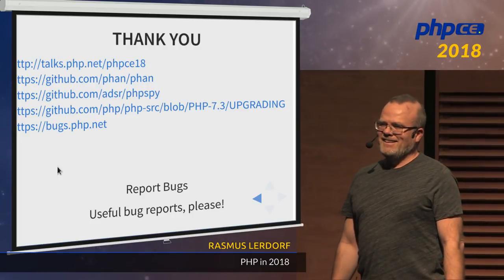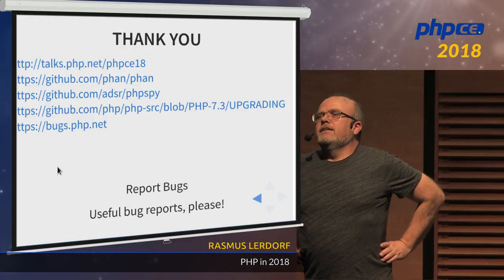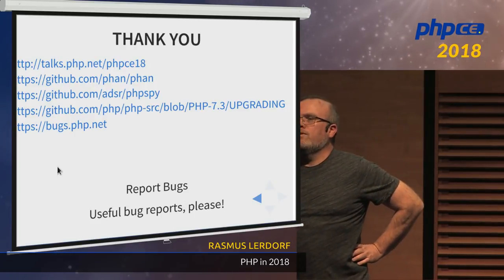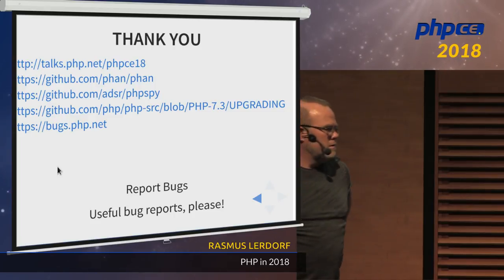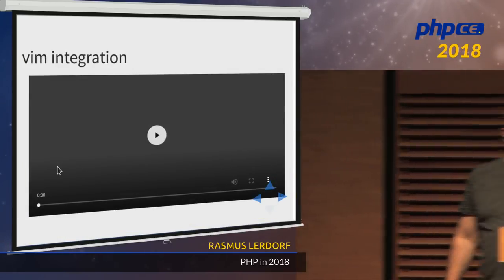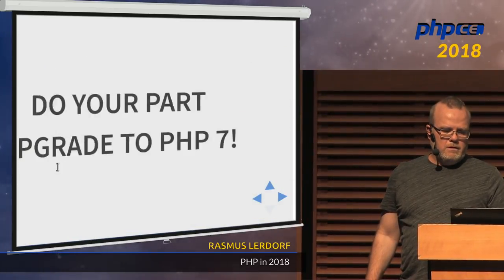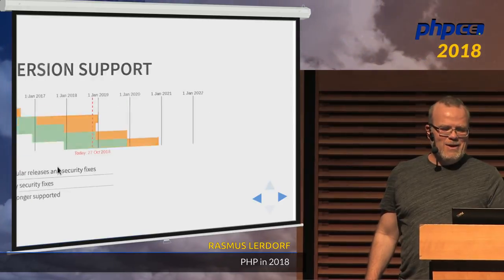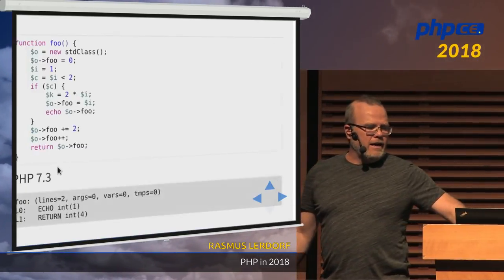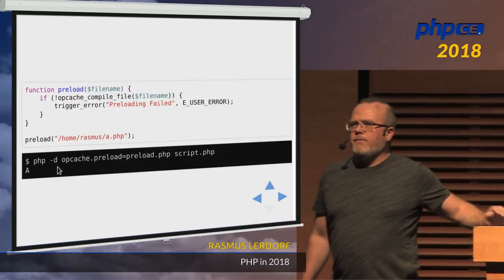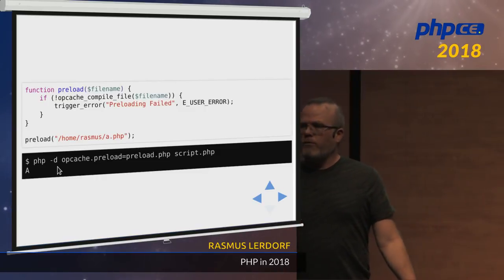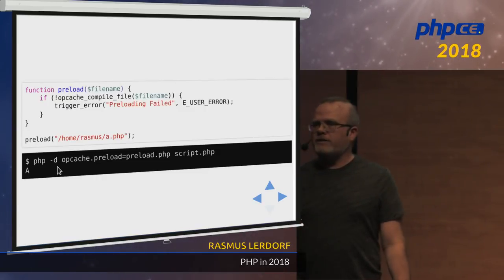I don't know if I understood correctly, but you said that there will be typed properties in classes in PHP 7.4, yes. But it can lower performance? Yes. But why? I think it's pretty obvious why. Because now we have to do a type check. Every time you write to a property, we have to check that the thing you're writing is the right type.